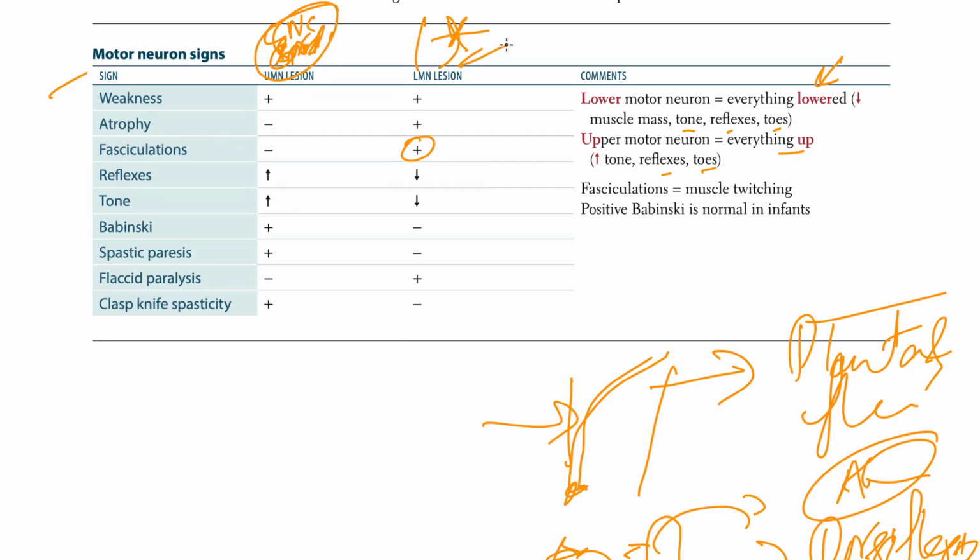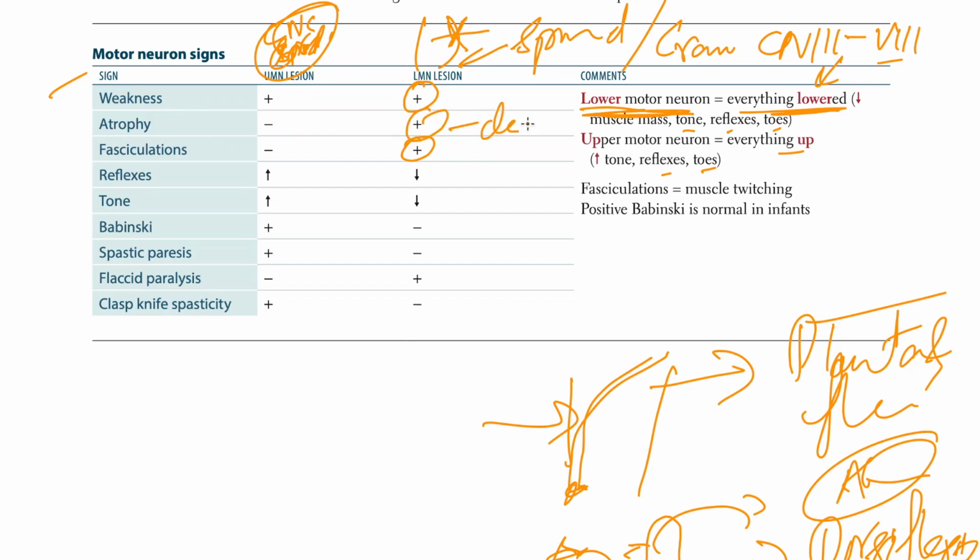But what you are looking at for the lower motor neuron lesion is the spinal nerves damaged or something happened to them, or the cranial nerves, CN 3 all the way to 12. Okay, and that's pretty much what we have. So let's just recall this. We said with the lower motor neuron lesion, we have everything lowered. So there is going to be muscle weakness, and that muscle will be atrophied due to denervation, right?